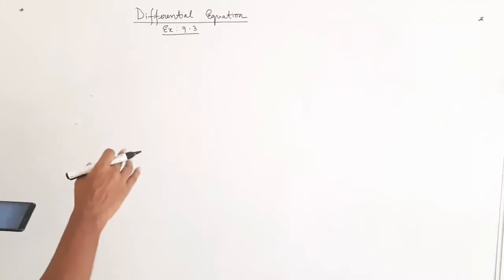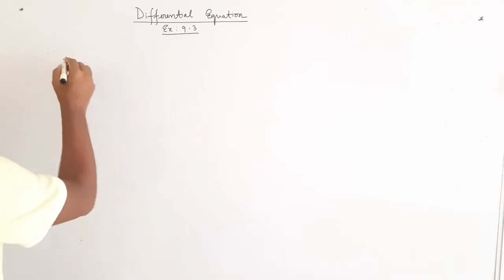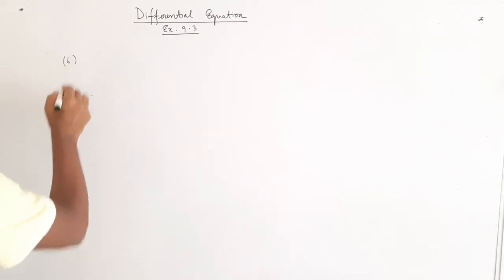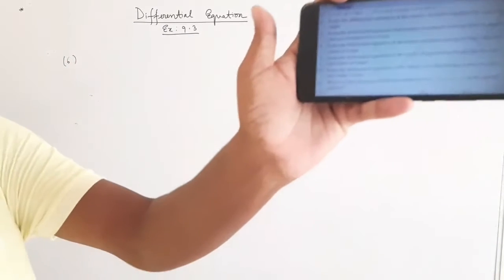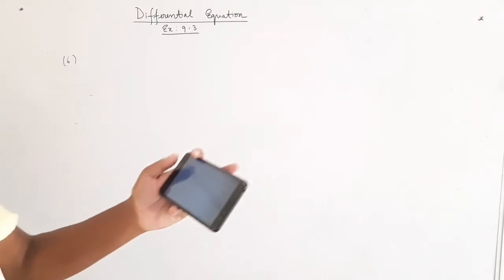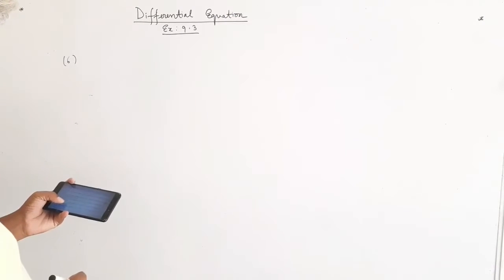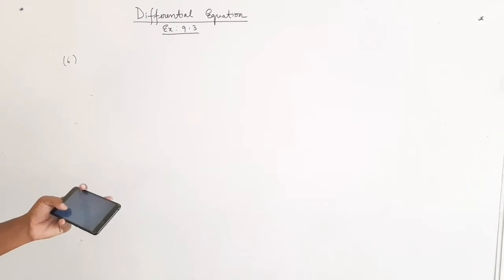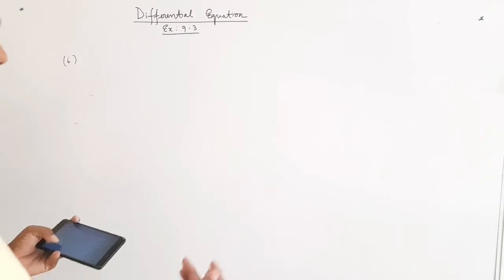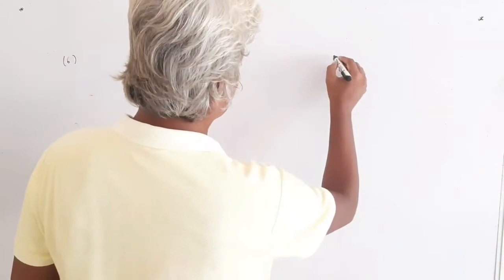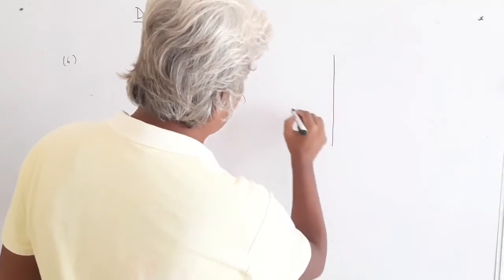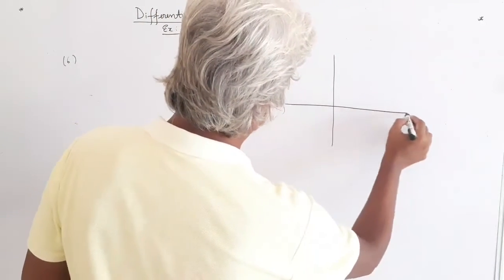Now we'll take some family of equations. So exercise 9.3, question number 6. The first question, I have taken the photograph of these questions, you see. So the first question is: form a differential equation of the family of circles touching the y-axis at the origin. So we have to find the differential equation of the family of circles.